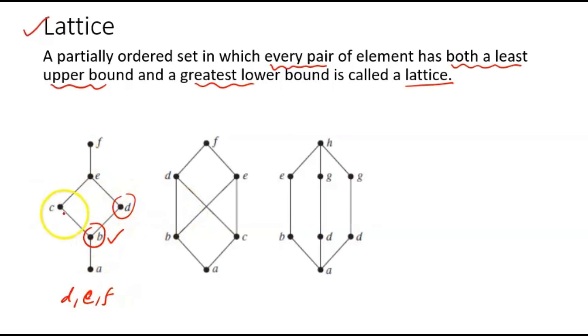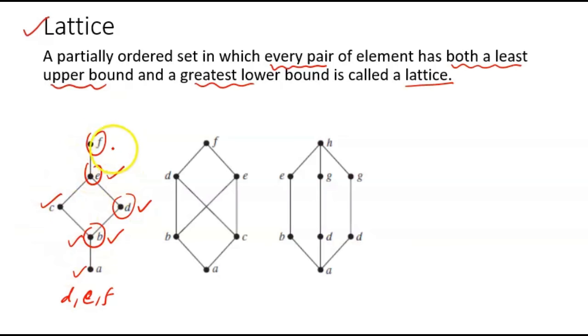Similarly, you can verify, and this is a time-consuming process. You take for example the elements F and E. What are the lower bounds of elements F and E? Lower bounds are E, C, D, B and A. So what is the greatest lower bound? The greatest lower bound is E. What are the upper bounds of E and F? The upper bounds of E and F are E and F both. Don't forget to consider E as an upper bound. Now what is the least upper bound? The least upper bound is E.